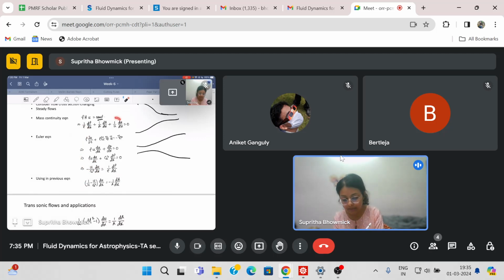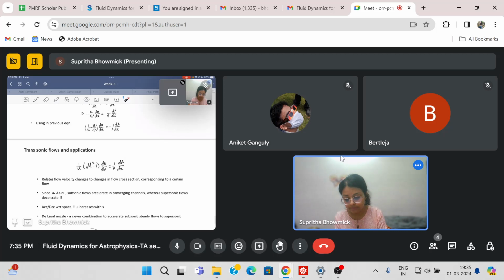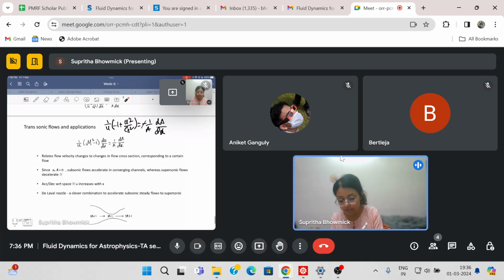I hope it's clear. You get a 1 by u du/dx, which is basically this term. You get a minus u by c square du/dx, which is this term. And you had a minus 1 by u du/dx left over, which is this. Now, let us pull out 1 by u from the left hand side to get 1 minus u square by c square equals minus 1 by A dA/dx. We cancel this minus 1 and write this as this, which is basically this. This is the Mach number square. Now, this is a very important equation.